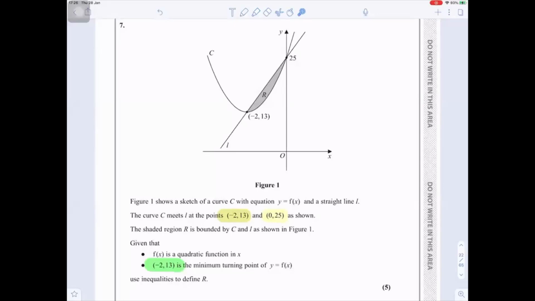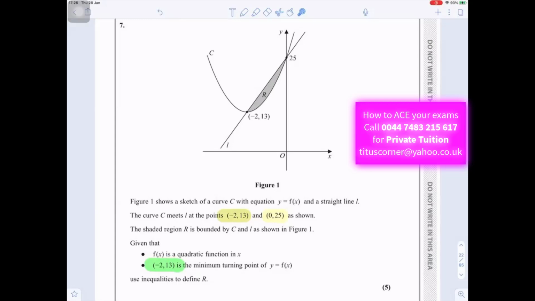Question number 7. Figure 1 shows a sketch of a curve C with equation y equals f of x and a straight line L. The curve C meets L at the point minus 2, 13 and 0, 25 as shown. The shaded region R is bounded by C and L as shown in figure 1. Given that f of x is a quadratic function in x, and minus 2, 13 is the minimum turning point of y equals f of x, use inequalities to define R.